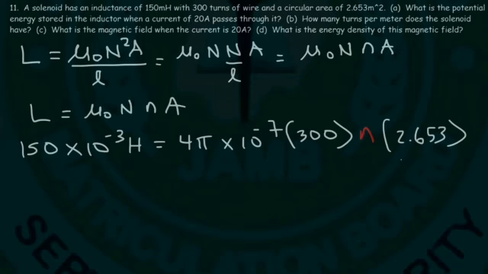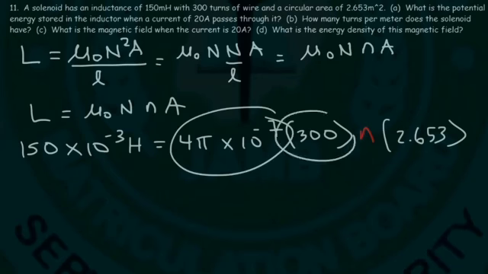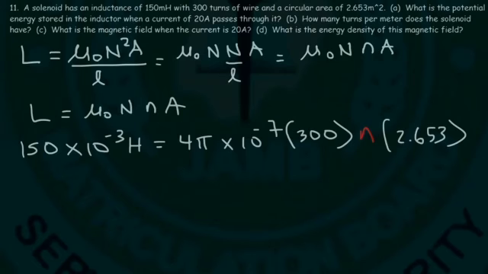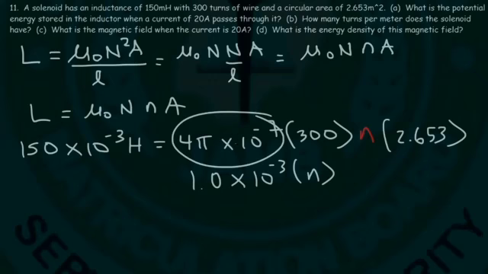So first, let's multiply these three numbers. So 4 pi times 10 to the minus 7 times 300 times 2.653, that's about 1.0 times 10 to the minus 3. Now, if you can't type in 4 pi times 10 to the minus 7 in your calculator, type in pi first and then multiply that by 4 times 10 to the minus 7. You might find that helpful.